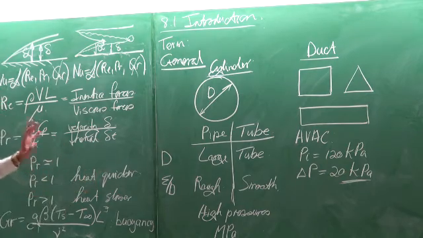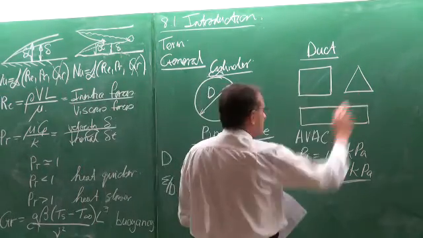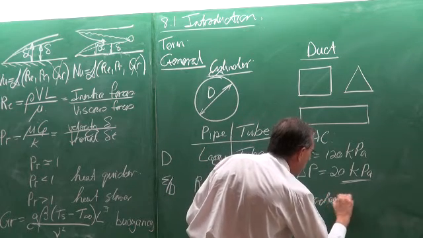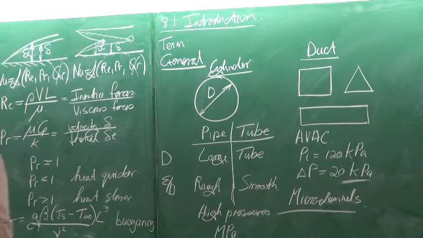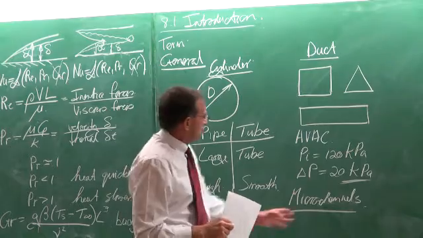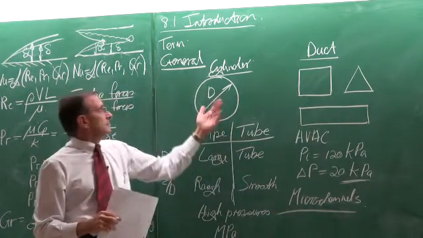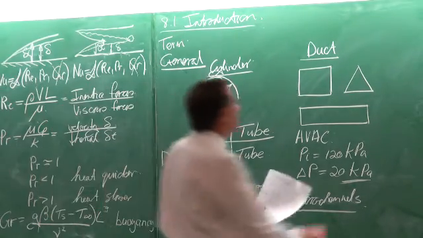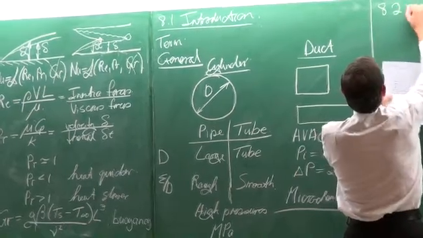So that is just general terminology. Where we also get these types of geometries these days are in microchannels. Okay, microchannels are being used in electronic components to cool components these days. And it is easier to manufacture a channel like that than that. Okay. Right, paragraph 8.2 is average velocities and temperatures.